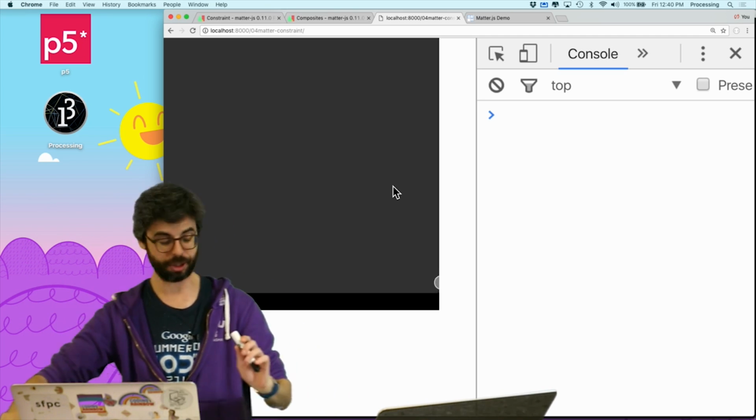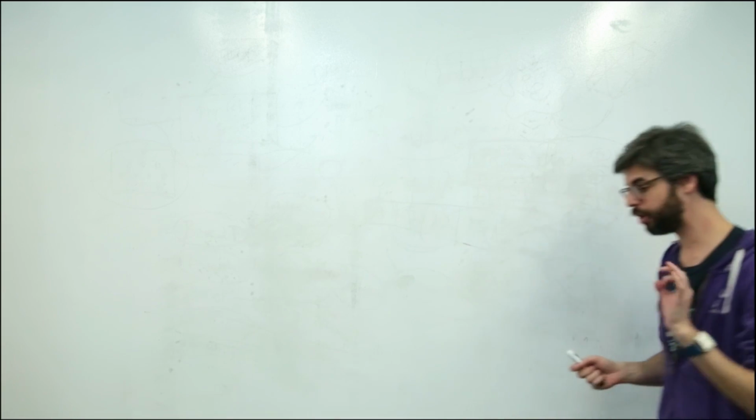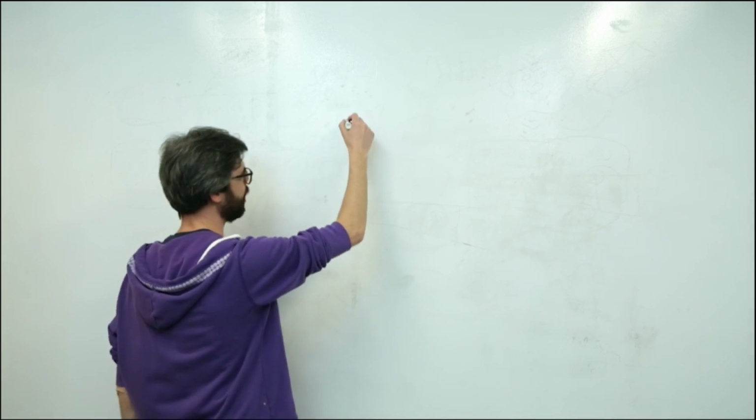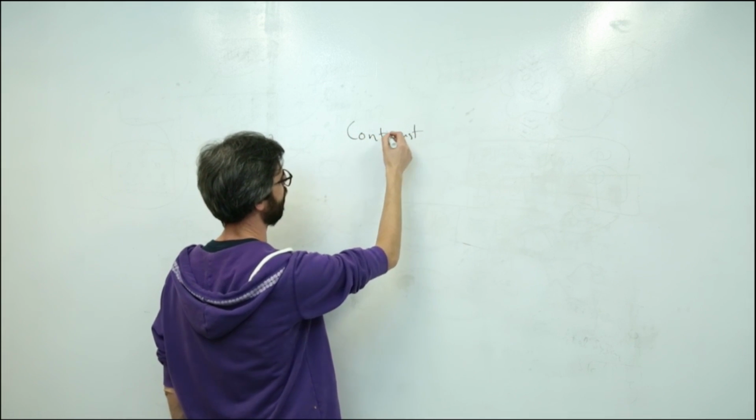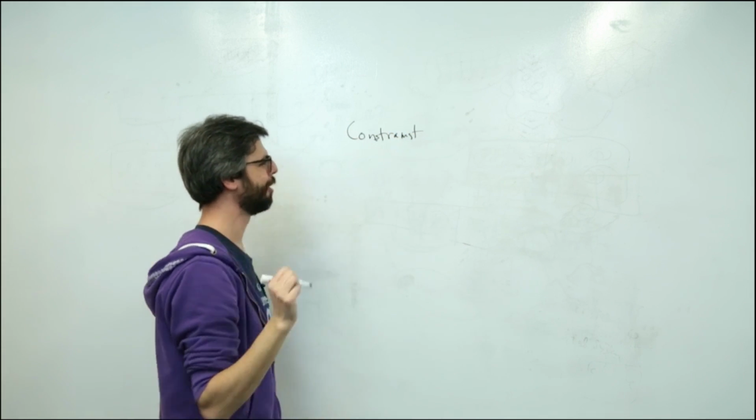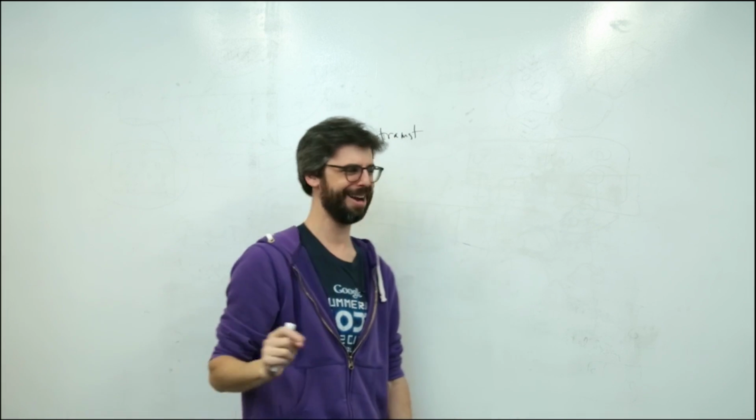What I want to do is use something in Matter.js, and this is the same idea. It's called a constraint. I didn't spell that right. Constraint. Like train is in there, I think, somewhere, right?